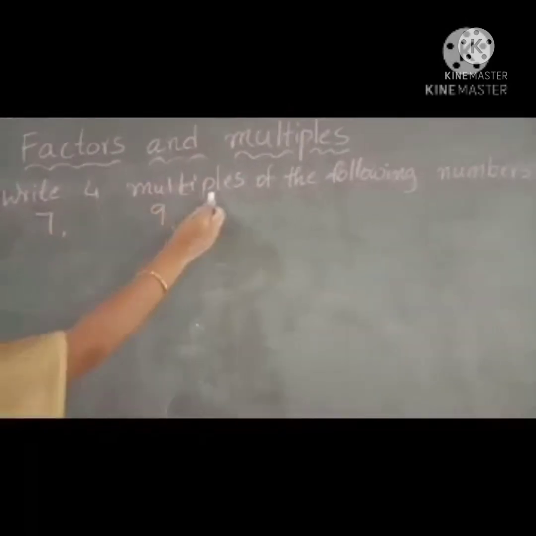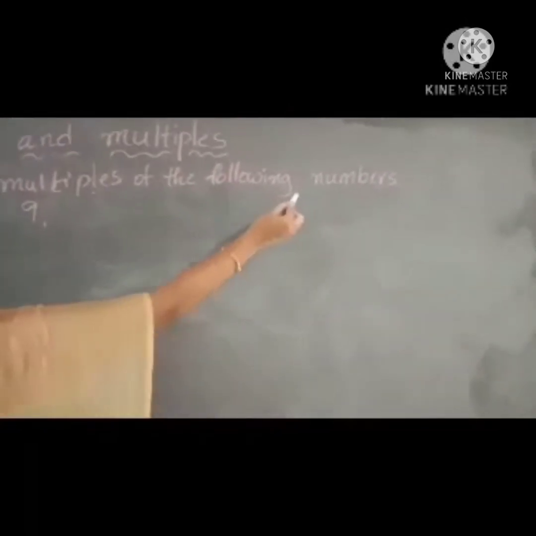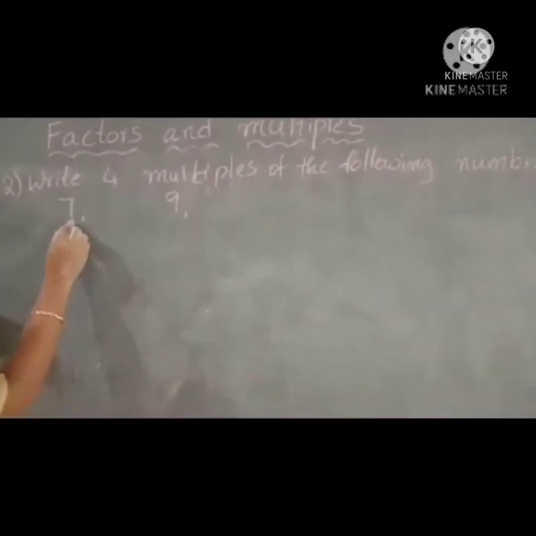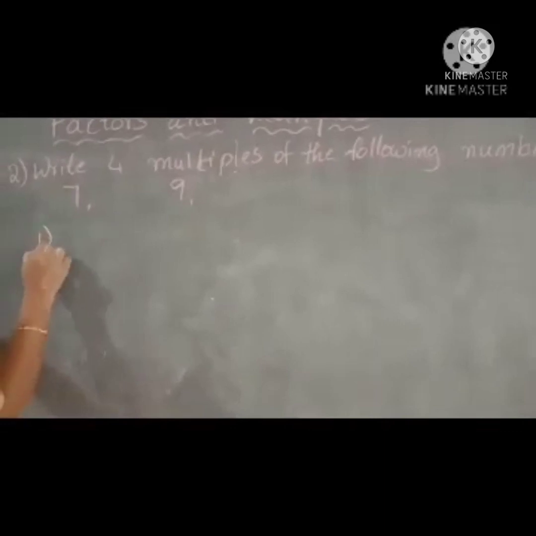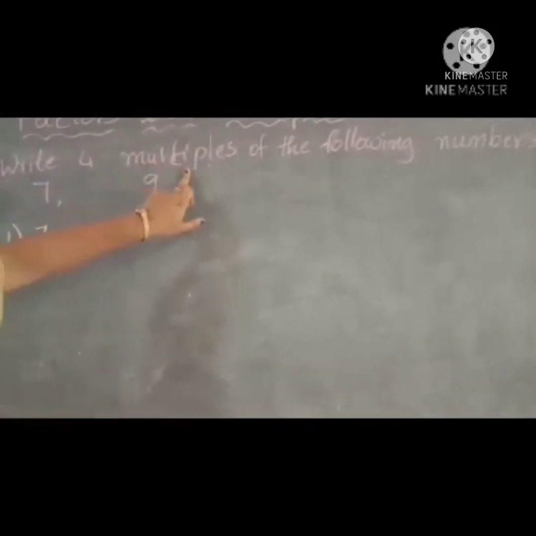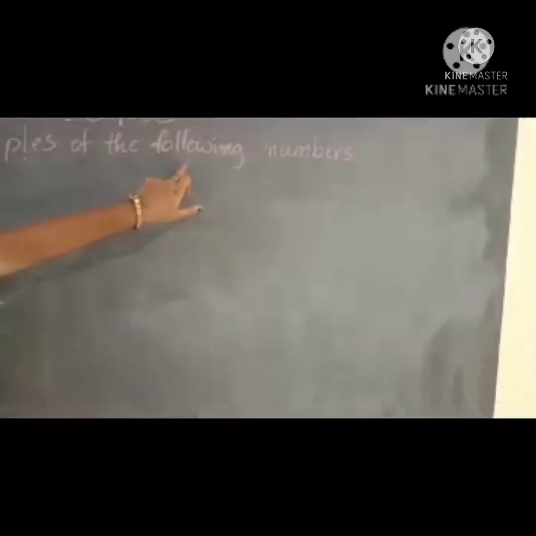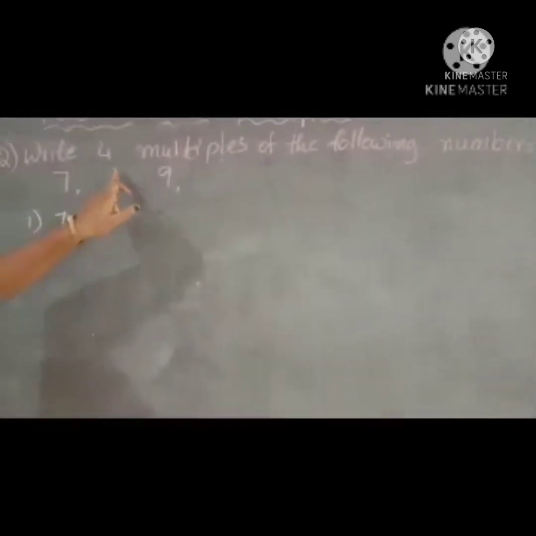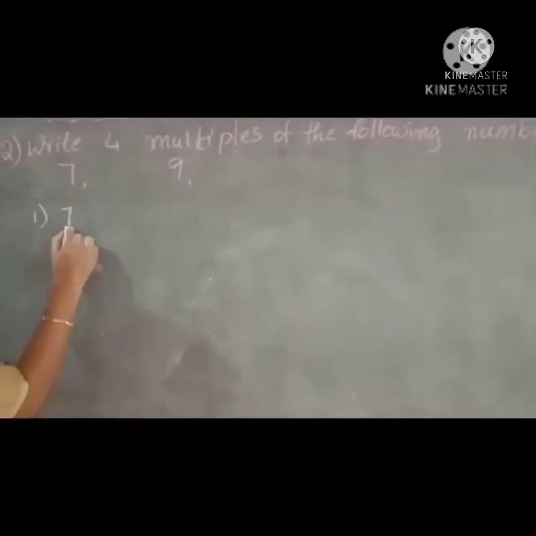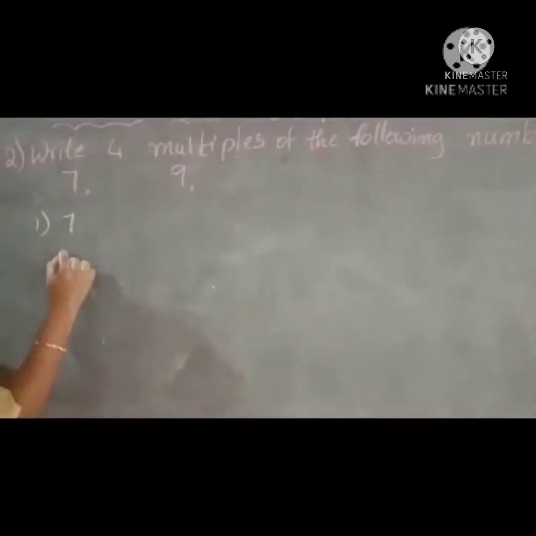Write 4 multiples of the following numbers. Here we have to write only the 4 multiples. See what is the number here? The first one is 7. What is the question? Write 4 multiples of the following number. How many multiples we have to write? Only 4 multiples. 7. First we have to write the first one 7.